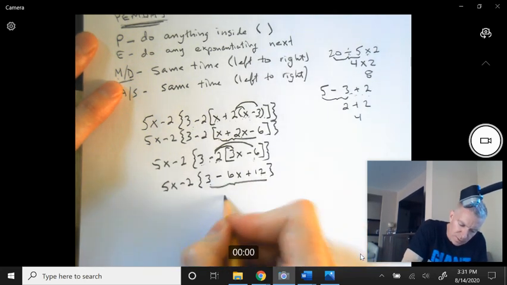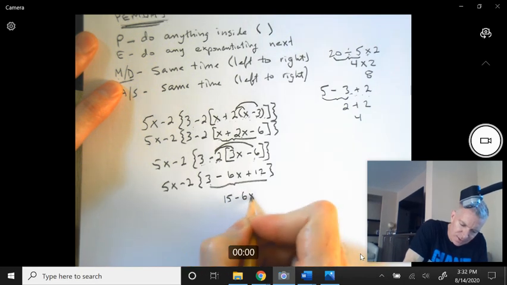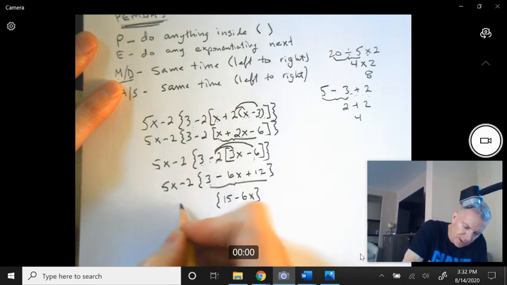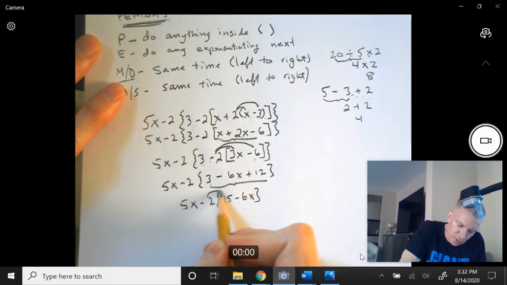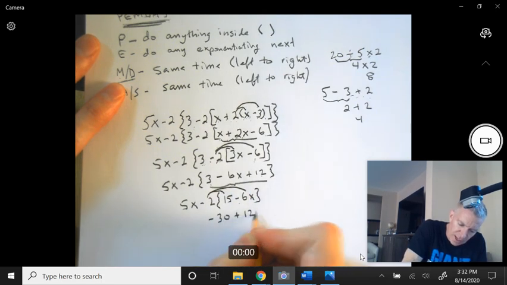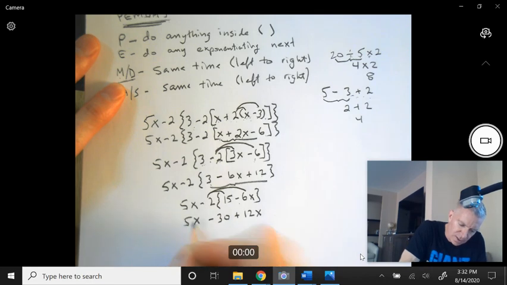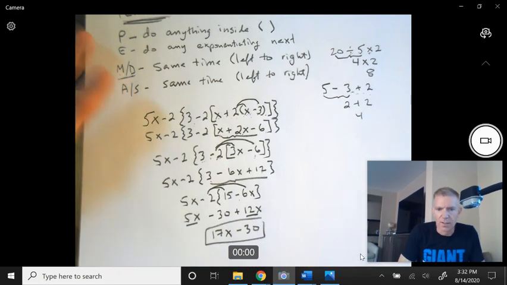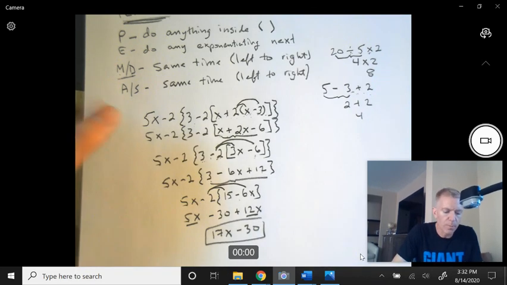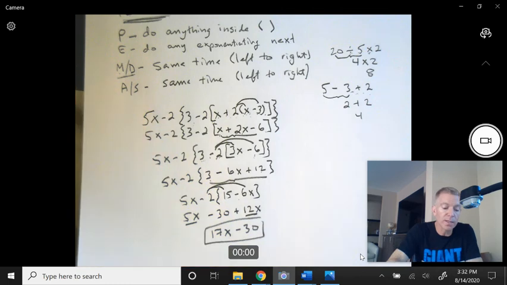Simplify within the parentheses. 3 plus 12 gives me 15 minus 6x. And I've got the 5x minus 2. I can't simplify any more in there, so this negative 2 distributes into here. So negative 30 plus 12x, bring down the 5x. Combine your like terms, 17x minus 30. Okay. Get it right? Sounds good. Okay. There's a couple more practice problems on this page that aren't quite this hard. I wanted to go over this one because this is a little bit more challenging.